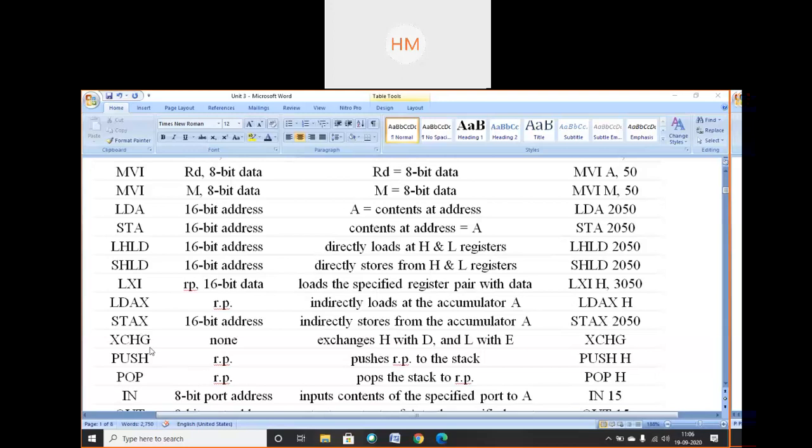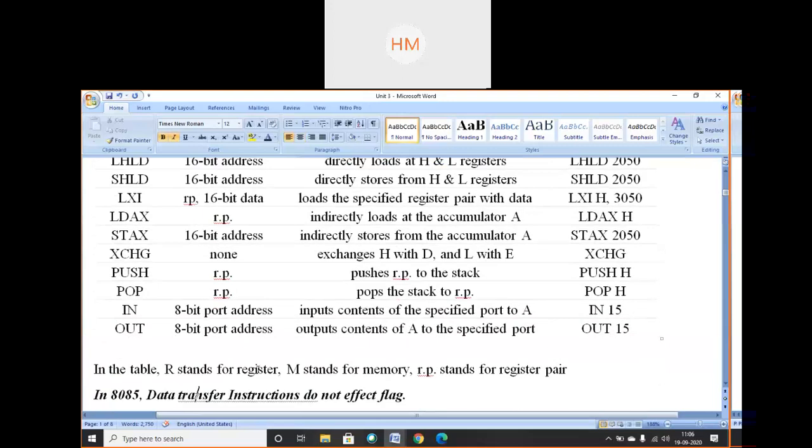The opposite of LDAX is STAX. Then there are exchange, push, pop instructions, used for stack memory, and the IN and OUT instructions. IN 15: input the contents of the specified port to the accumulator. Always with IN and OUT, you mention an 8-bit port address, not 16-bit. Only 8 lines are given for your input and output devices, so only an 8-bit port address is required, that is 15 hex, 20 hex. It ranges from 00 hex to FF hex, an 8-bit address. Clear? IN and OUT instructions.